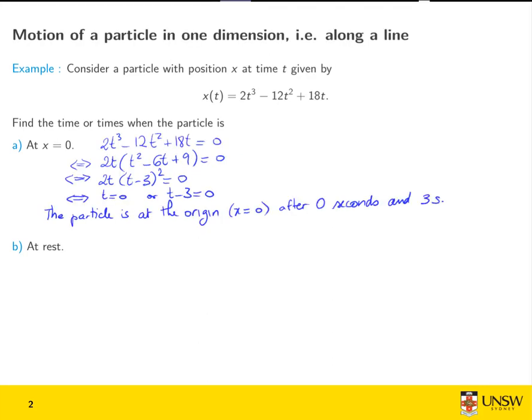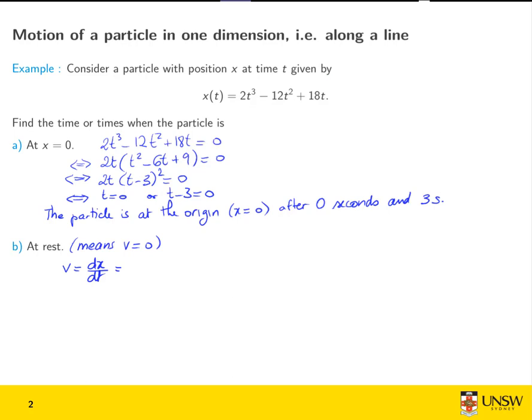Question B. We want to know when the particle is at rest. At rest means that the velocity is 0. So first we need the velocity. We know that the velocity is the derivative of position. So we have two expressions for position. We have the original one, which is a sum, and this factorized one. But if we use the factorized one, we'll have to use the product rule, and that doesn't seem like a very good idea. So we will go back and use the initial one.